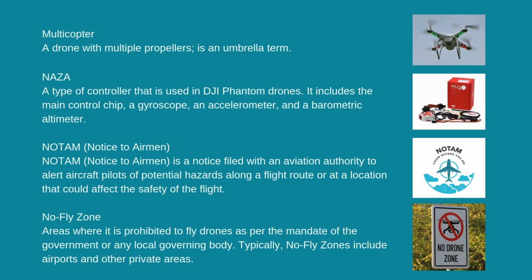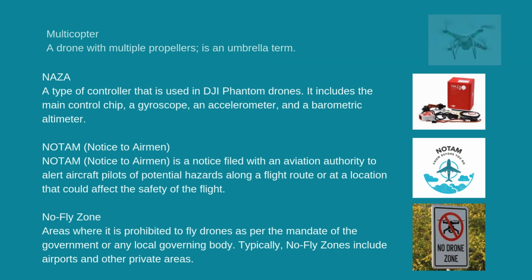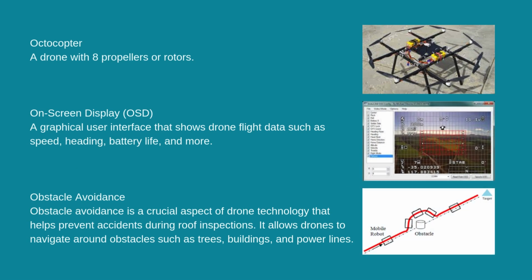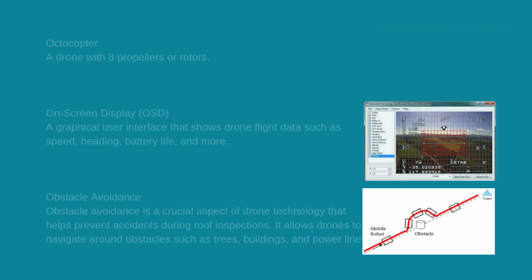No-fly zone: areas where it is prohibited to fly drones as per the mandate of the government or any local governing body. Octocopter: a drone with 8 propellers or rotors. On-screen display, OSD, a graphical user interface that shows drone flight data such as speed, heading, battery life, and more. Obstacle avoidance allows drones to navigate around obstacles such as trees, buildings, and power lines.